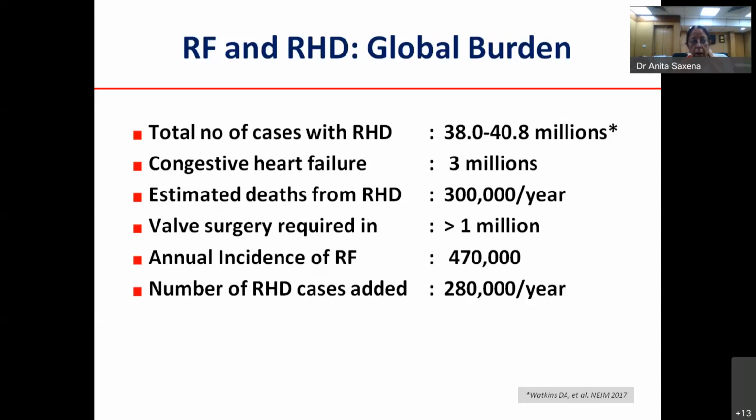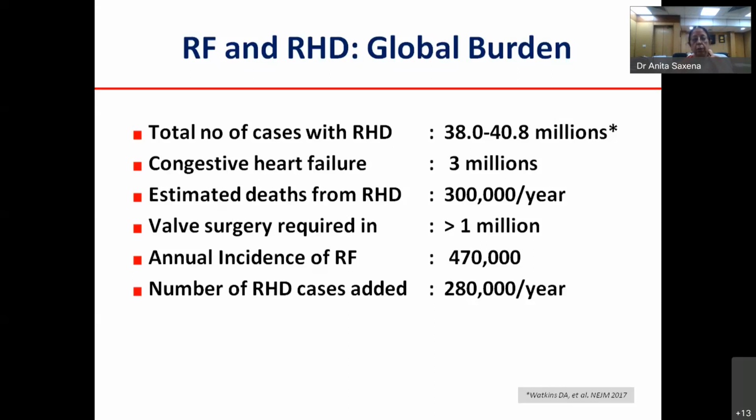The number of deaths is huge, as you can see, and a large number of patients require valve surgery. Unfortunately, all these patients are not able to get valve surgery done simply because there is no capacity to take care of all these patients. But at least requirement wise, there is a huge number waiting for valve surgery.